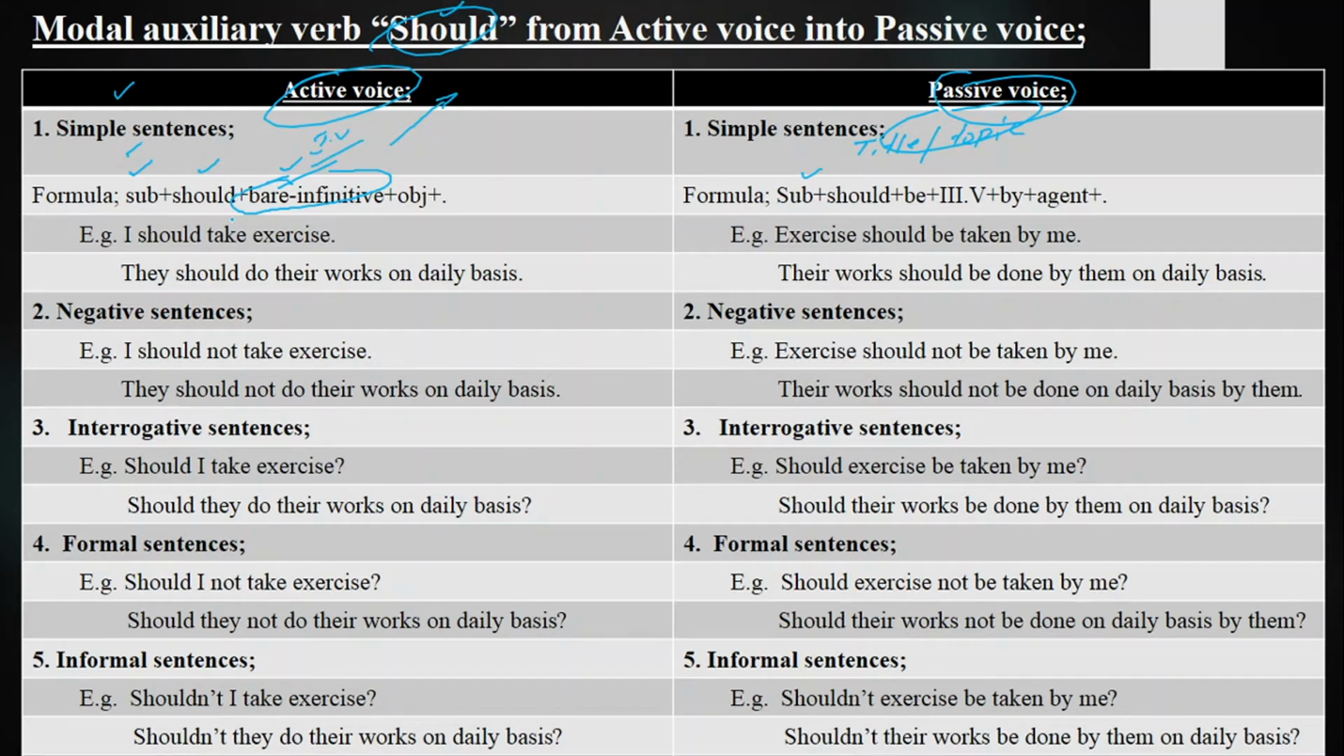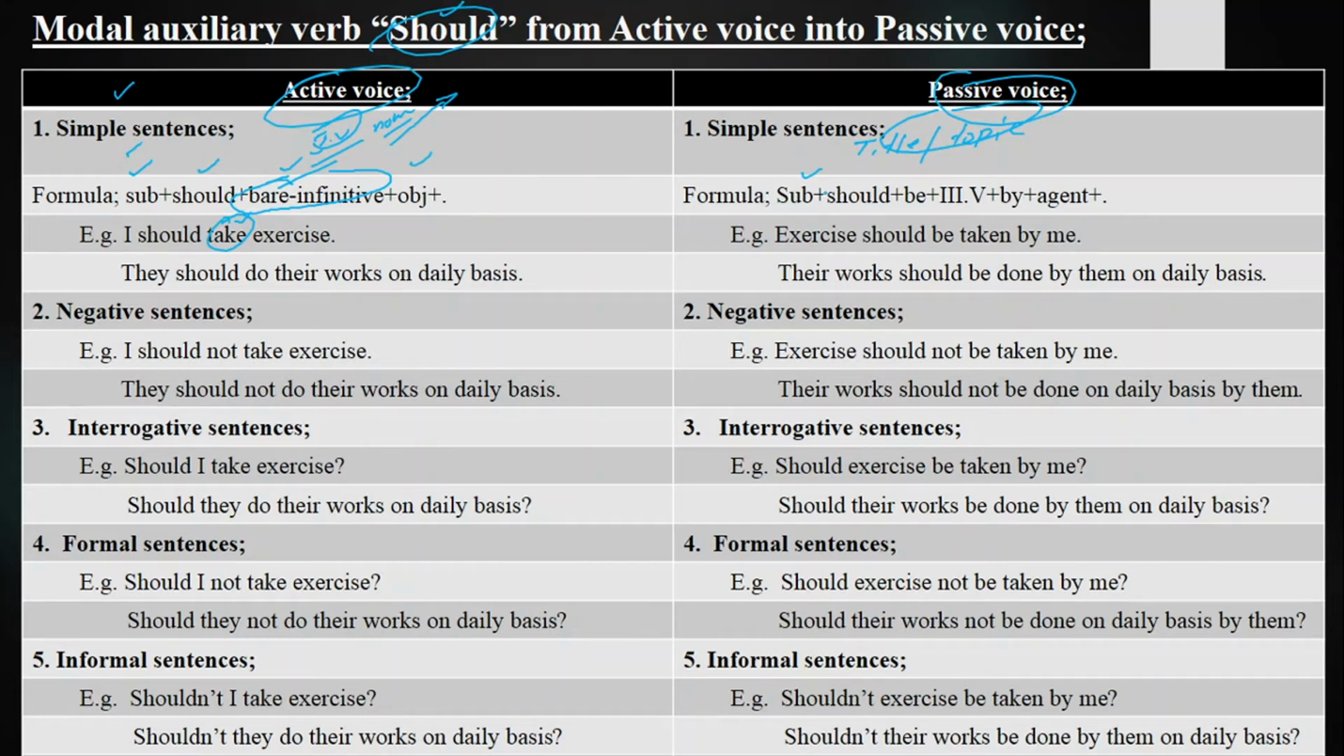Keep in your mind, after modal auxiliary verbs you will be using the first form of the verb, which will work as a noun in a sentence. This take, I should take exercise. Take is the name of an action. We are not doing it. We are suggesting someone to do this action, but we are not doing this action. So there we will be using the bare infinitive, object and then full stop.